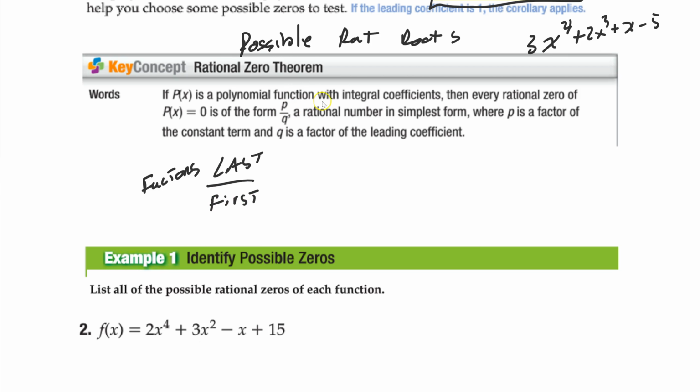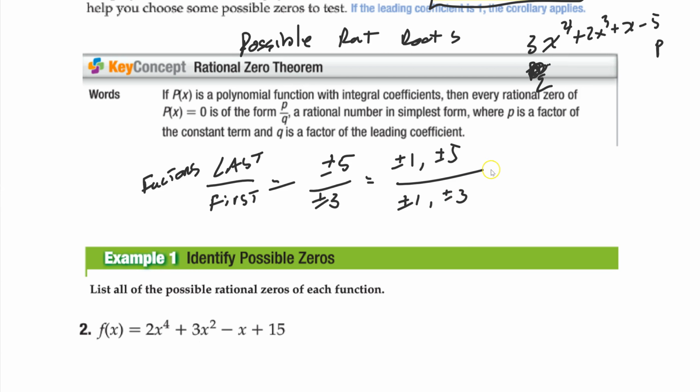Now it says p over q here, but it always confused me. Last over first. So in this case we'll put plus and minus 5 over plus and minus 3. And it's not just those two things, you have to put all the factors. So the factors of 5 are 1 and 5. And the factors of 3 are 1 and 3. And I gotta do every single combination here.